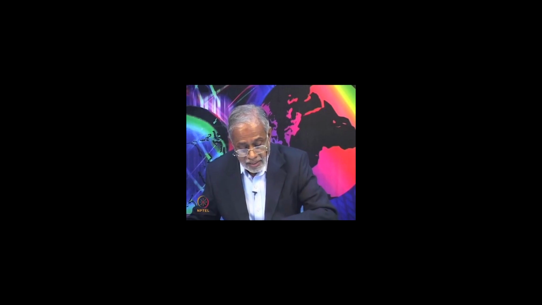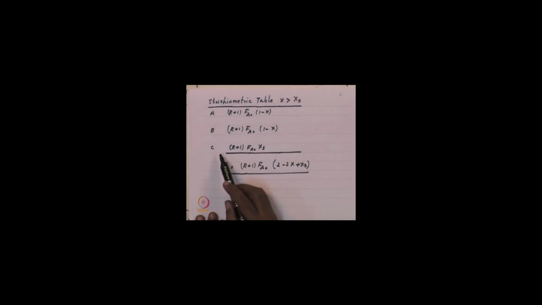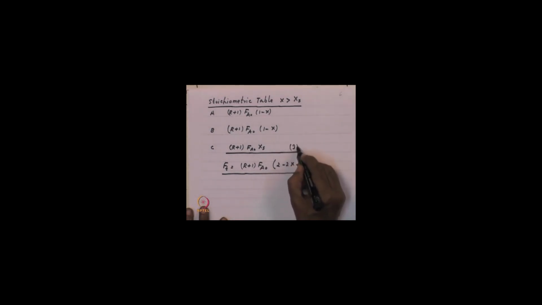Now, when x becomes greater than x s, what happens? A and B are the same, and for C, what happens is that C is (R plus 1) F A 0 x s, and beyond that C does not go into the gas phase. So, the highest amount of C in the gas phase is given by (R plus 1) F A 0 x s. Therefore, beyond x s equal to 0.5, it condenses and does not enter the gas phase. So, the total molar flow for x greater than x s is given by F t equal to (R plus 1) F A 0 (2 minus 2x plus x s).